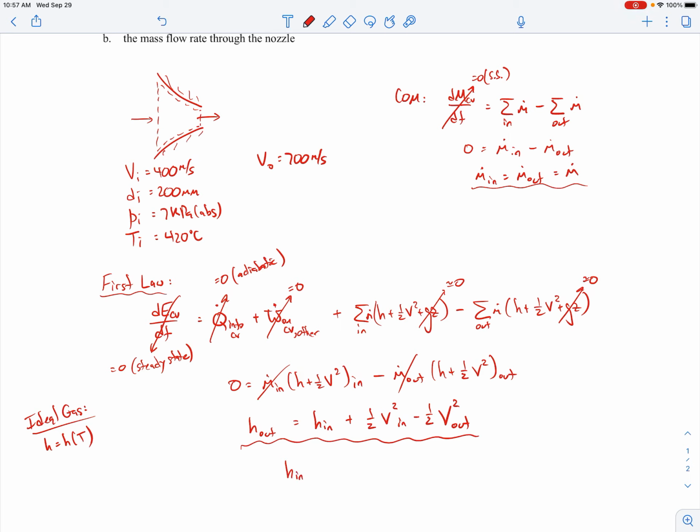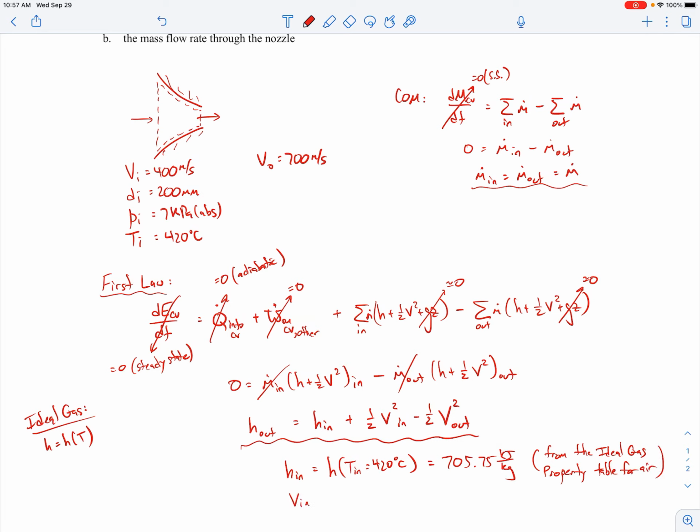Okay, so let's do that. So h in will be h at T in, which is equal to 420 degrees C. I can use the thermodynamic property tables, and if you do that, you'll find this comes out to be 705.75 kilojoules per kilogram. So this comes from the ideal gas property table for air.